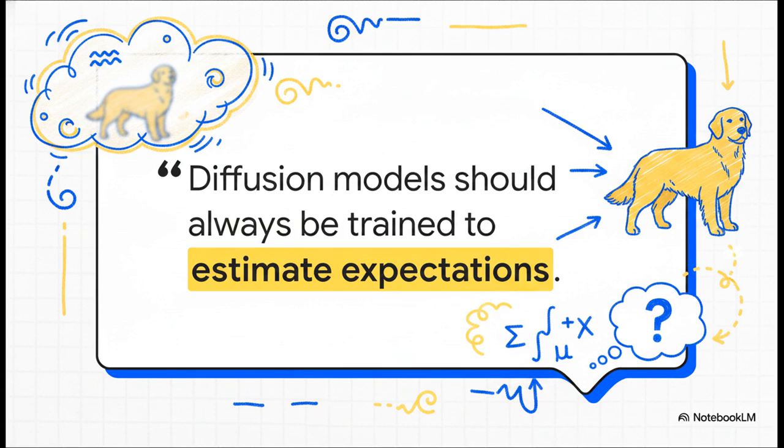If you were to ask the model halfway through the reverse process, hey, what do you think the final image is going to be? It wouldn't hand you a perfect picture of a dog. It gives you an expectation. It's a cloudy amalgamation of all the possible dogs that could theoretically emerge from that specific pattern of static. It only really gets crisp at the very end of the process.